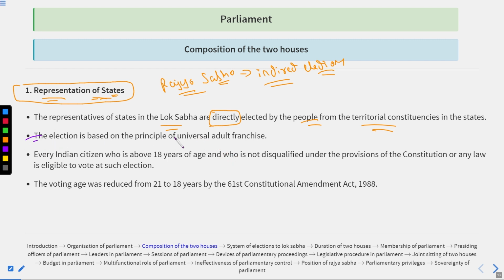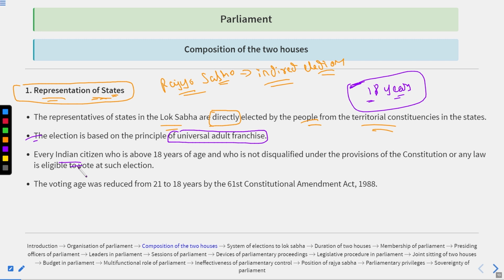The election is based on the principle of universal franchise. It means that anyone who is above 18 years of age, then he or she can vote. All right. So the same thing is written down here. Every Indian citizen who is above 18 years of age and who is not disqualified under the provisions of the constitution or any law is eligible to vote at such election.